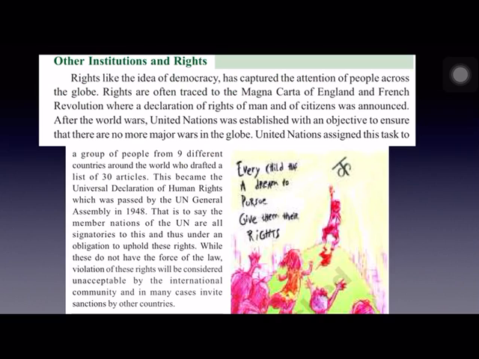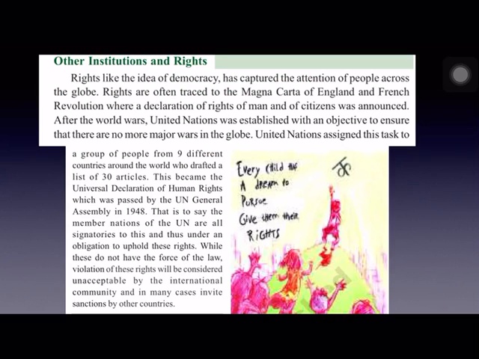And all the member countries of UNO signed this document, UDHR, including India. All the countries have signed and are obliged to uphold the human rights mentioned in the UDHR. That means they will provide these human rights to the citizens of their countries. Though these rights are not protected by laws, violation of these rights is considered a crime at international level.